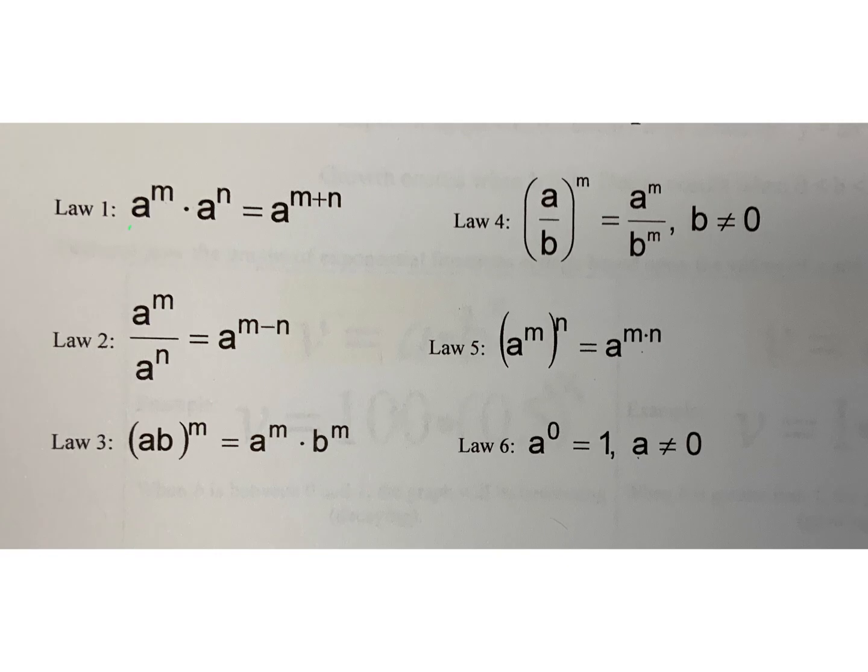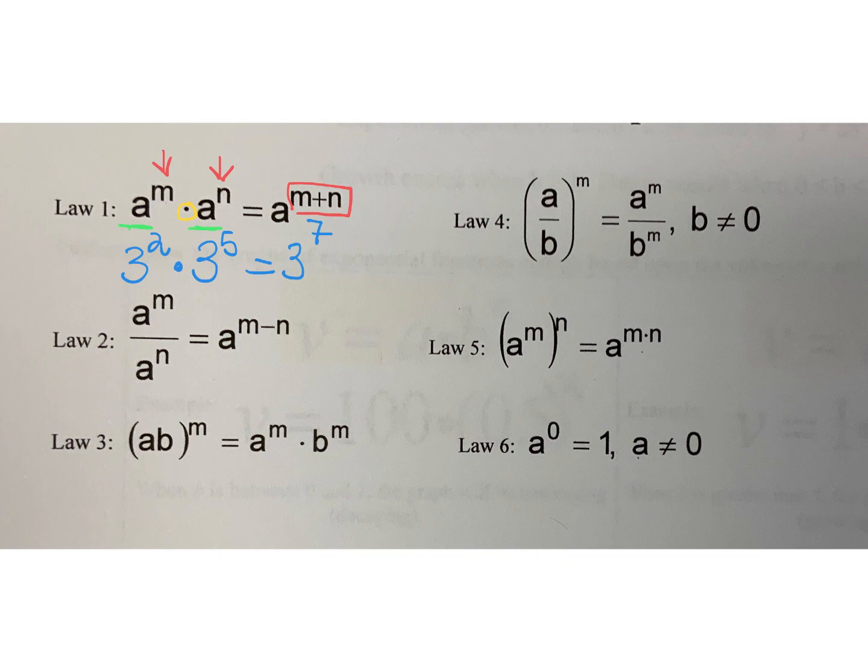This a at the bottom is called the base, so my bases are the same, and I'm multiplying. If my bases are the same and I'm multiplying, and I have two different powers, then I can add the powers up. An example of this would be 3 to the second times 3 to the fifth would equal 3 to the seventh, because 2 plus 5 is 7.